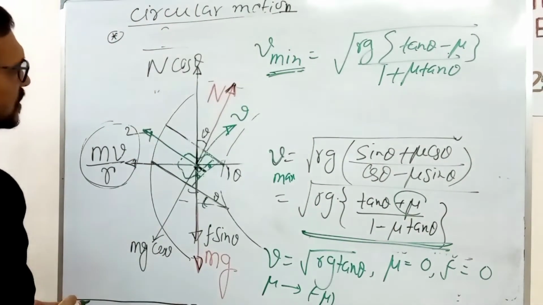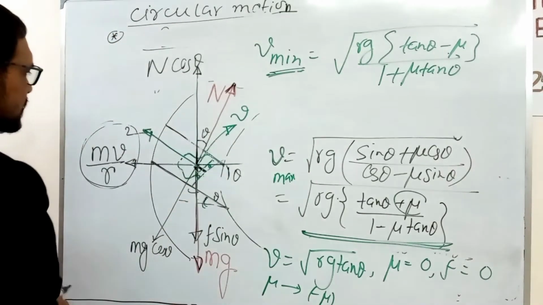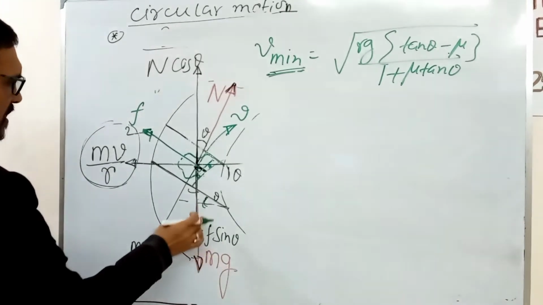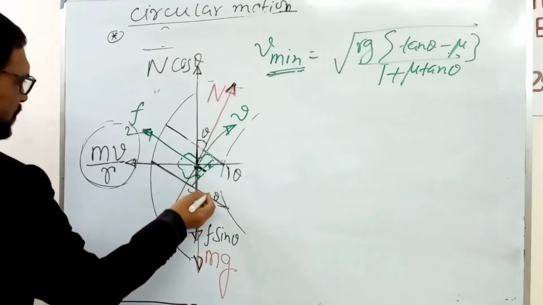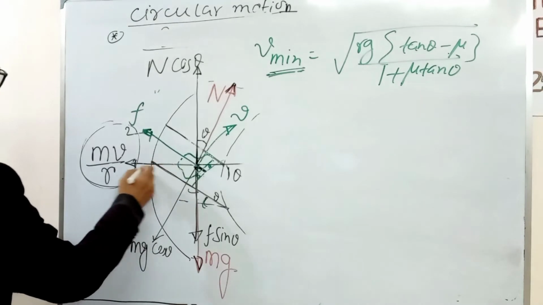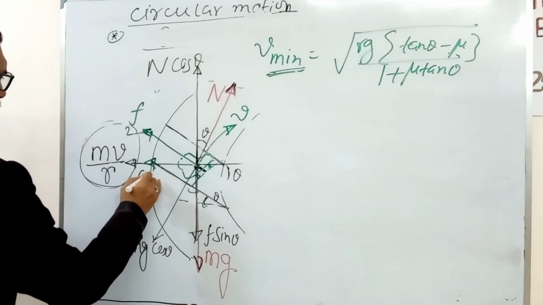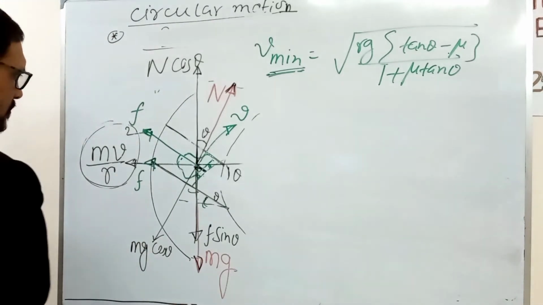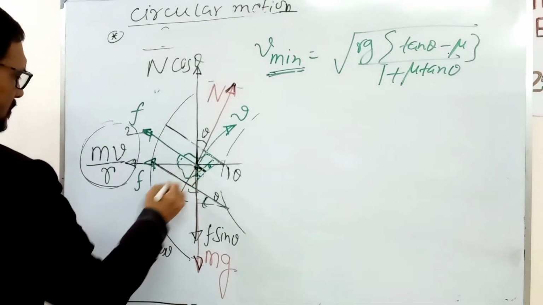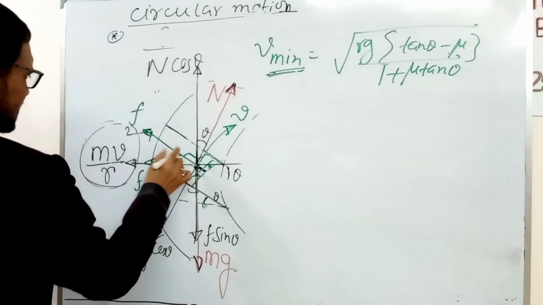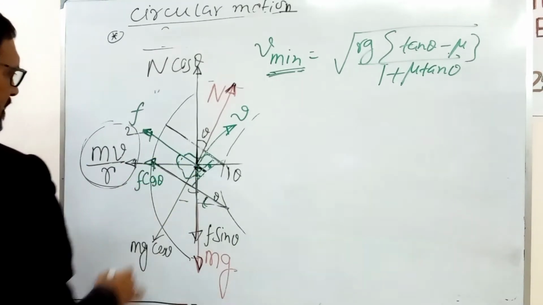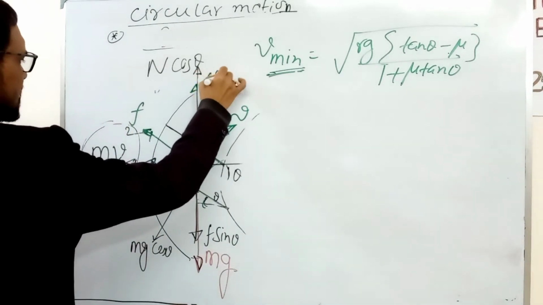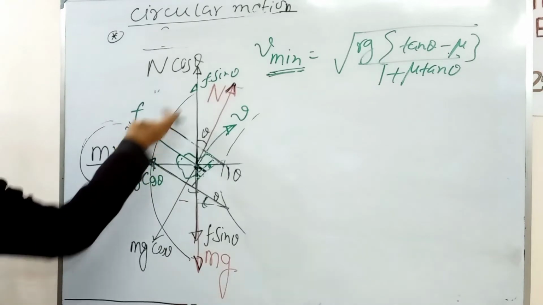Now we can derive this minimum velocity by the diagram. Friction acts in this direction, and mg. What are the different forces acting on this? So friction F, this angle is theta, so this is F cos theta, and this is F sin theta. Now resolve the friction in this and this direction.